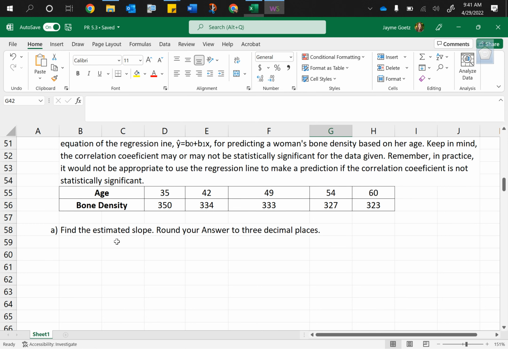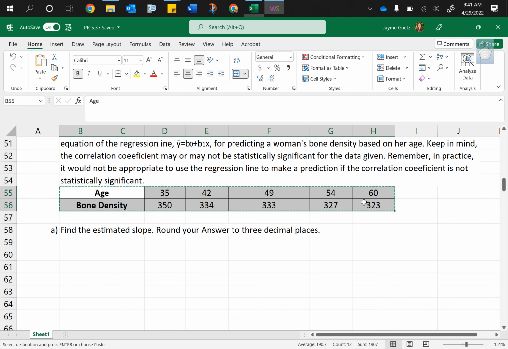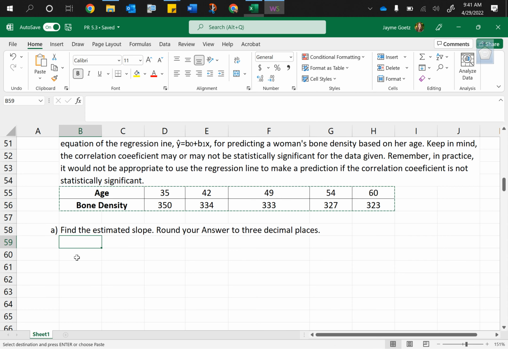So on part A, it says find the estimated slope. That's all they want. Find the estimated slope, round your answer to 3 decimal places. So the first thing we need to do is copy this data. And I'm going to come down here and we need to transpose it.